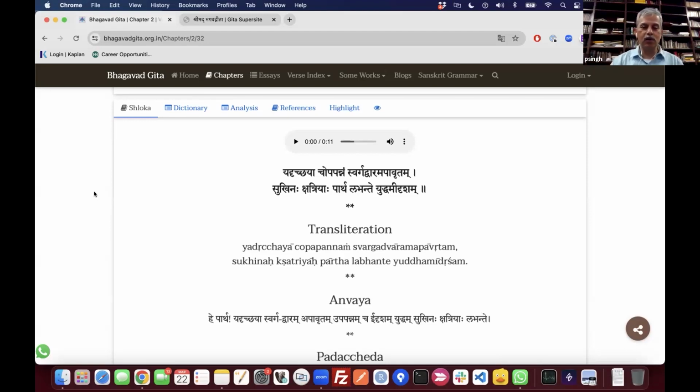Partha. Partha is what he calls Arjuna, because he is the son of Pritha. Pritha is Kunti. So there are 2 names that come for Arjuna: Partha, the son of Pritha, or Kaunteya, the son of Kunti. Labhante yuddham idrisham. Labhante means prapt hona. Yuddham, yuddha ko. Idrisham is prakar, of this kind. So the Kshatriya is the happiest, who gets a war like this of its own.